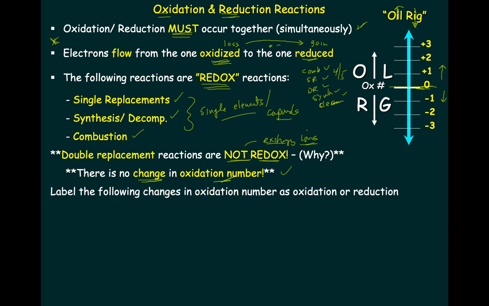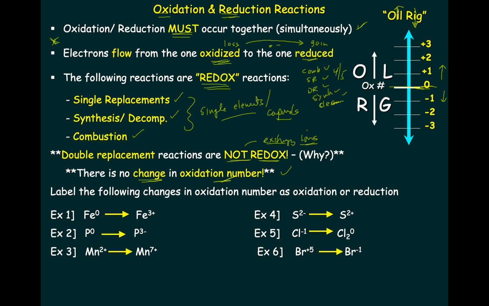So let's practice this. Let's label these as oxidation or reduction. We can use our chart. Let's say I have a 0 going up to 3 plus. If I'm going up the chart, I must be oxidation. If I have P0 and I'm going down to minus 3, I must have gained 3 electrons, so I must be a reduction. This would be a loss, this would be a gain.